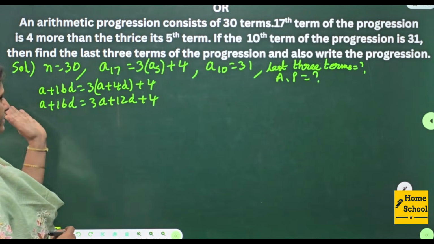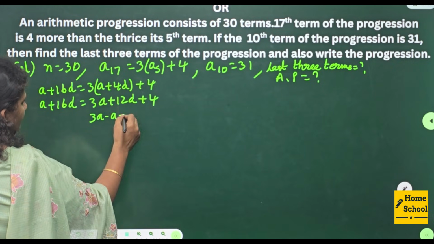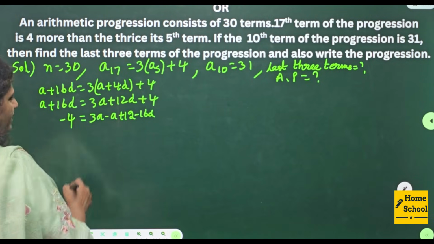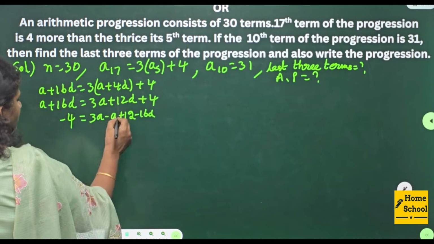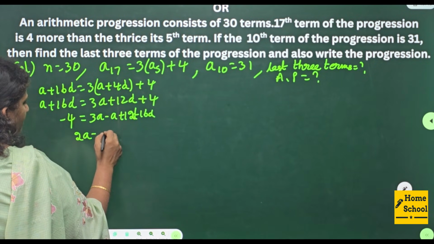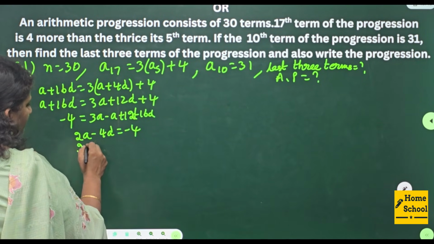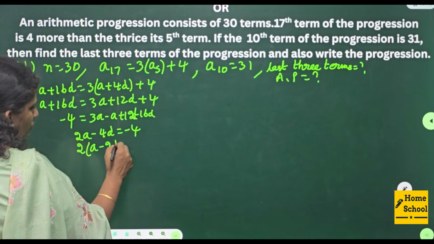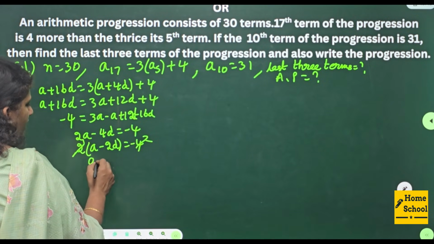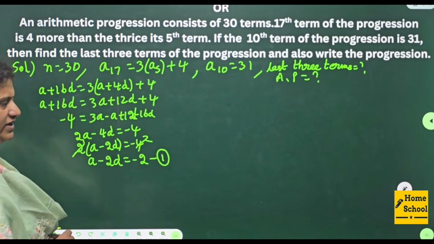Here 3A is greater, so bring these terms this side. 3A minus A plus 12D minus 16D is equal to minus 4. 4 bring this side. Now 3A minus A will be 2A, 12D minus 16D will be minus 4D, is equal to minus 4. Now take out 2 common. A minus 2D is equal to minus 4, 2 1s are 2, 2 2s are 4. A minus 2D is equal to minus 2 is your first equation.